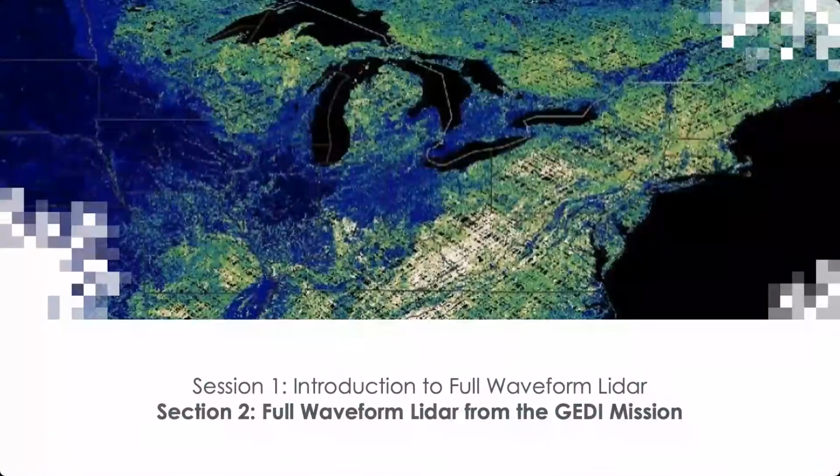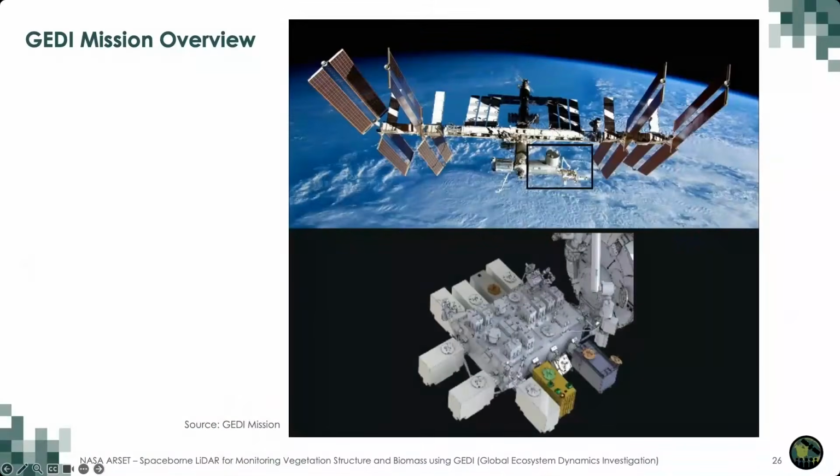Now we will move to section 2, which focuses on full waveform LiDAR from the GEDI mission. NASA's Global Ecosystem Dynamics Investigation, or GEDI, produces high-resolution full waveform LiDAR observations of 3D structure of the Earth. GEDI is deployed on the Japanese Experiment Module Exposed Facility. The highlighted box shows the location of GEDI on this part of the International Space Station.